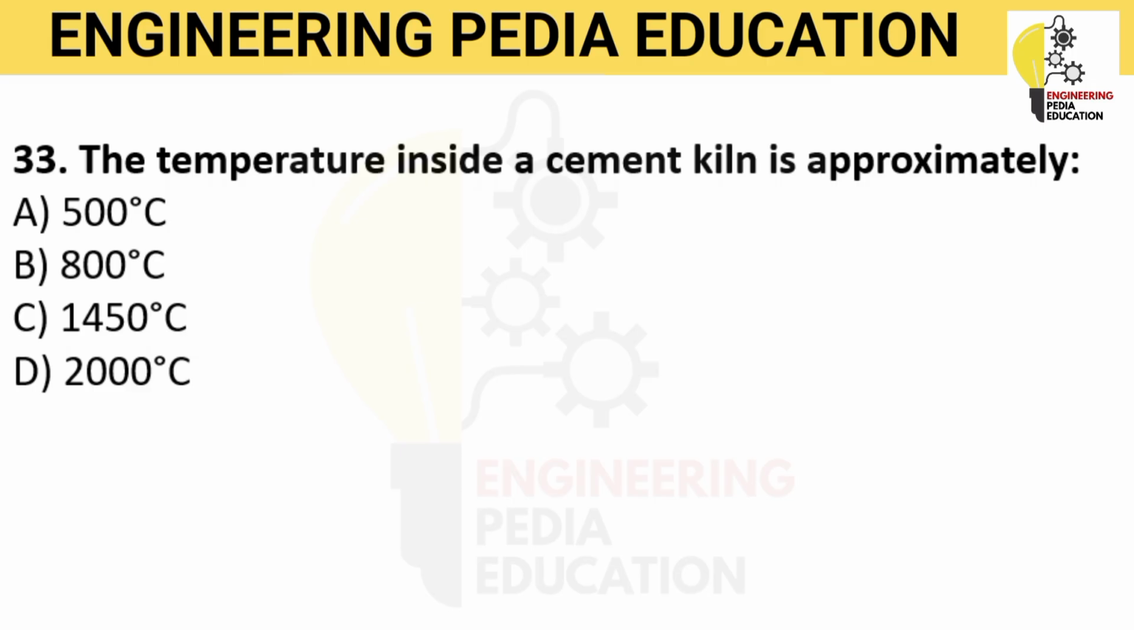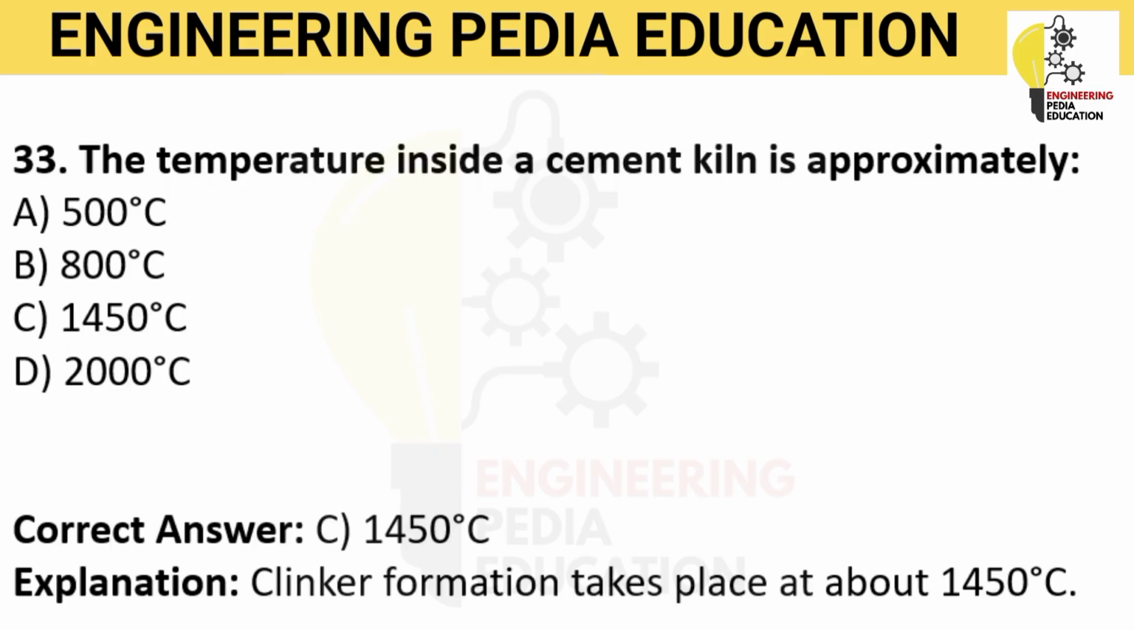What is the temperature inside a cement kiln? 500 degrees, 800 degrees, 1450 degrees, 2000. So the correct option is option C, as I have discussed earlier, 1450 degrees Celsius. Clinker formation takes place in the rotary kiln at about 1400 to 1450 degrees Celsius. Without clinker, cement cannot develop proper strength. So it's a very important compound, whereas the main compounds are C3S, C2S, C3A and C4AF.